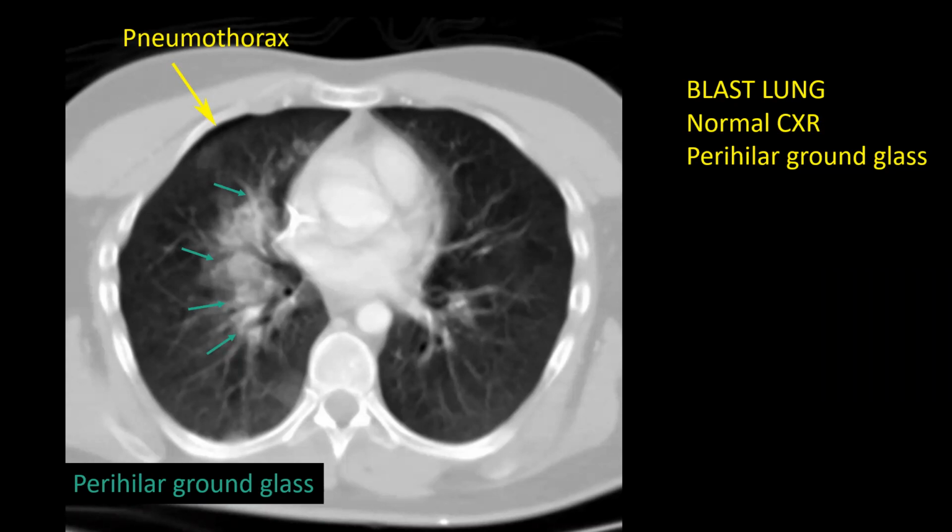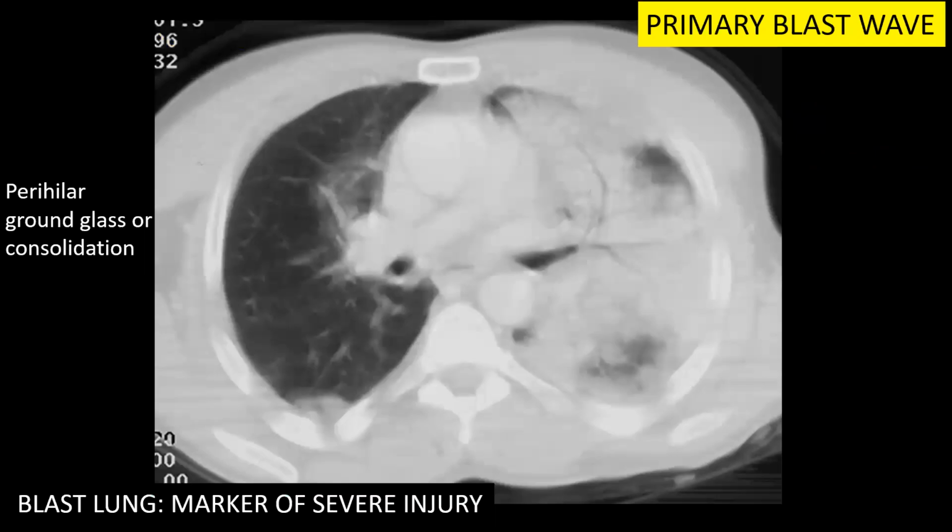Blast lung can also cause pneumothorax, as we see in this patient. This patient had a normal chest X-ray, but they do have perihilar ground glass on CT, and we can see that there is a small pneumothorax, which could of course develop into tension. This is another reason to triage and re-triage patients.